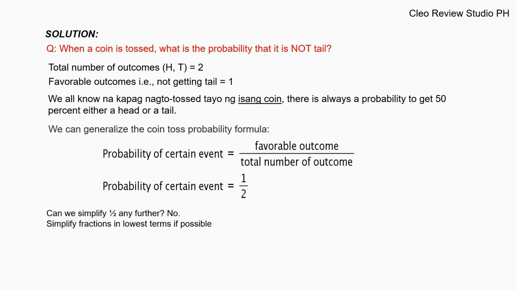Tandaan, kapag probability problem referring to one coin, 1/2 na agad ang sagot. Why? Siyempre, dalawa lang naman ang mukha ng coin, face and tail. So, ang favorable outcomes not getting tail is 1. And since nasa lowest term na ang 1/2, so it will be the answer.